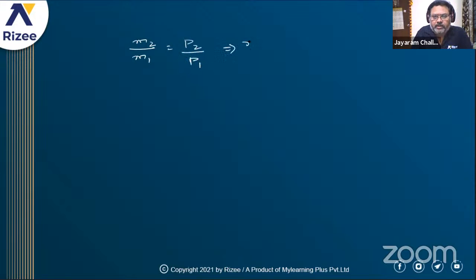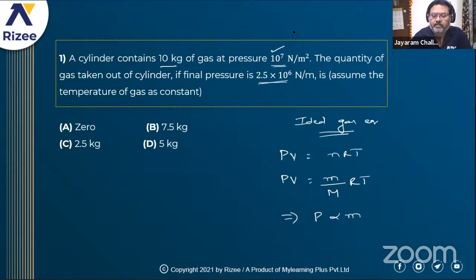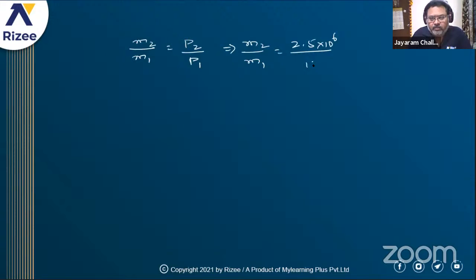So now we need the second mass. M2 by M1 is equal to the final pressure, 2.5 into 10 to the power of 6, by the initial pressure, which is given as 10 to the power of 7. If I remove these things, 10 will be left over, and the initial mass is given as 10 kg. So these two things will be cancelled.